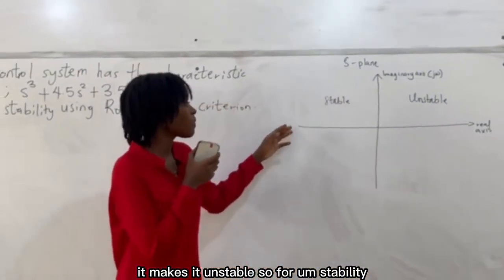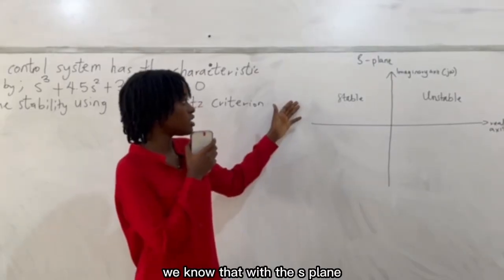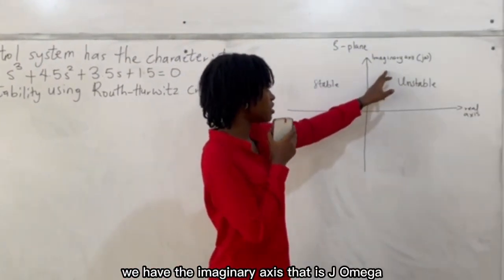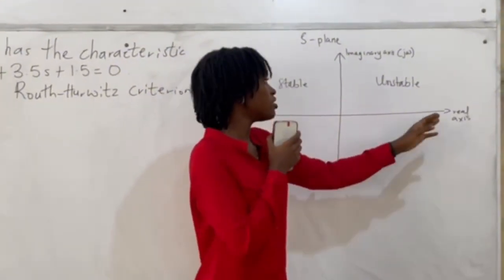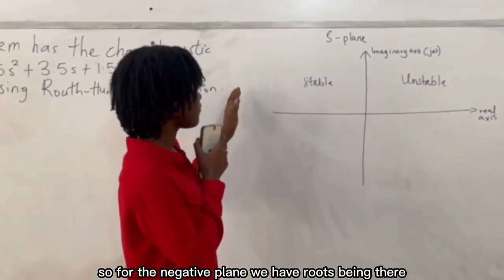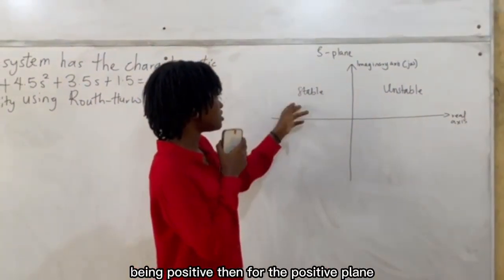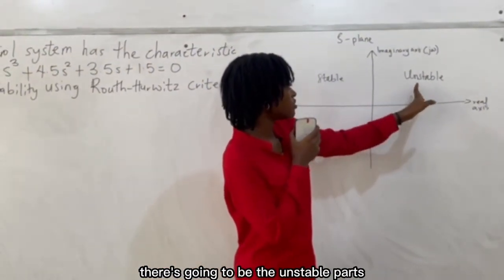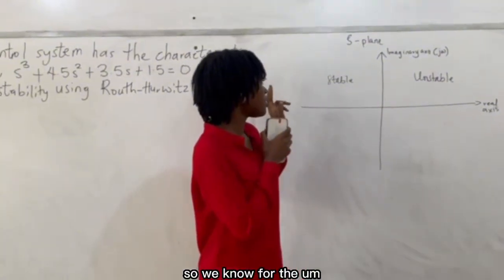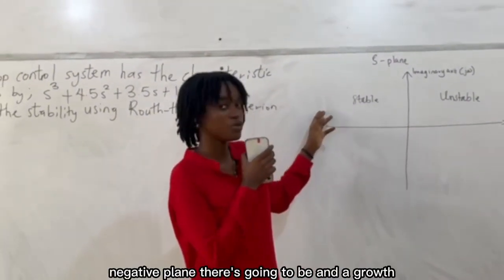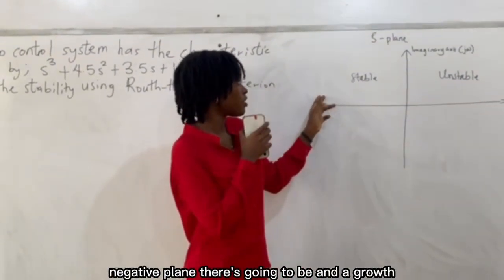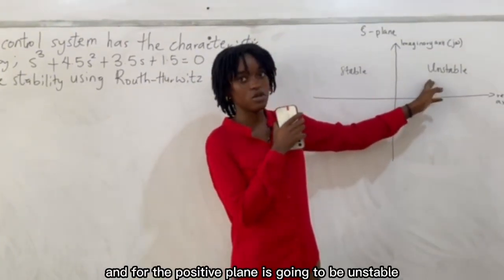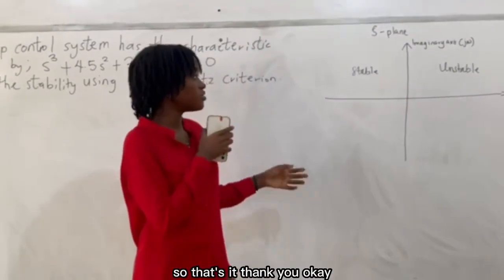For stability, we know that in the S-plane, we have the imaginary axis, that is j omega, and we have the real axis. The negative plane is the stable part, and for the positive plane, there's going to be the unstable part. So we know for the negative plane, there's going to be a decay, but for the positive plane, it's going to be unstable. So that's it.